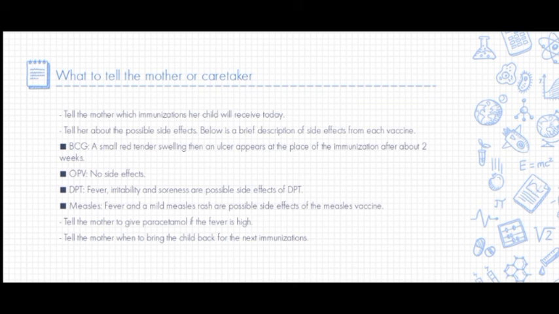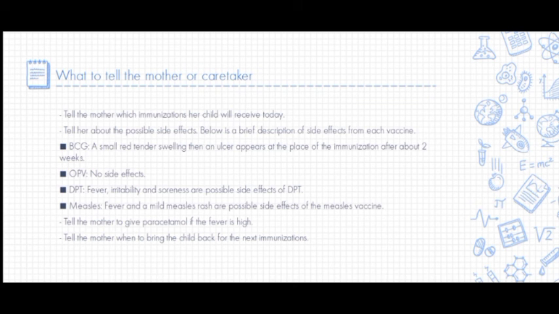Third is the DPT. Fever, irritability, and soreness are possible side effects of DPT. They are usually not serious and need no special treatment. Fever means that the vaccine is working. So tell the mother that if the child feels very hot or is in pain, she should give paracetamol. She should not wrap the child up in more clothes than usual.